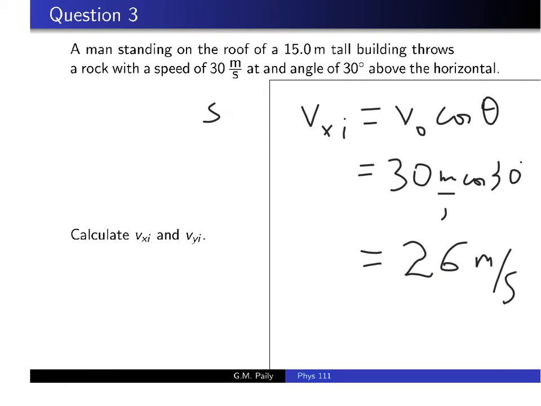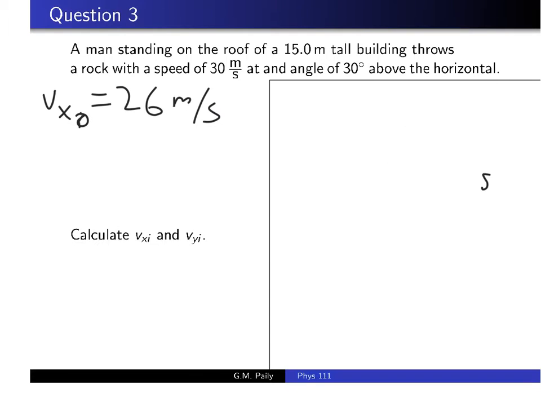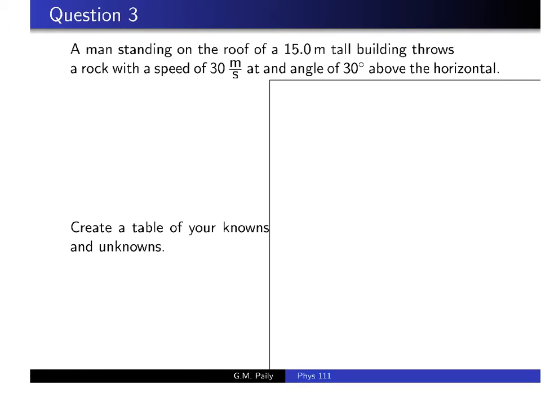Similarly, we can go ahead and calculate Vy initial, and we find that Vy naught is 15 meters per second. We note these values for the future. We are asked to create a table of our knowns and unknowns. Remember to look at both the x and the y values.